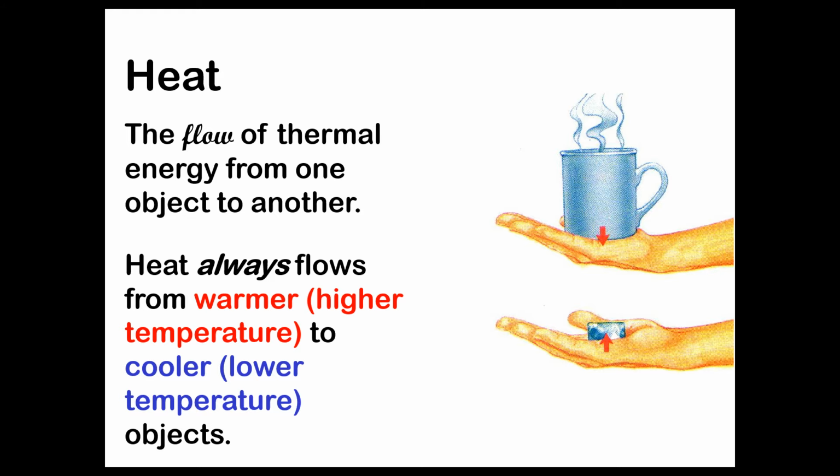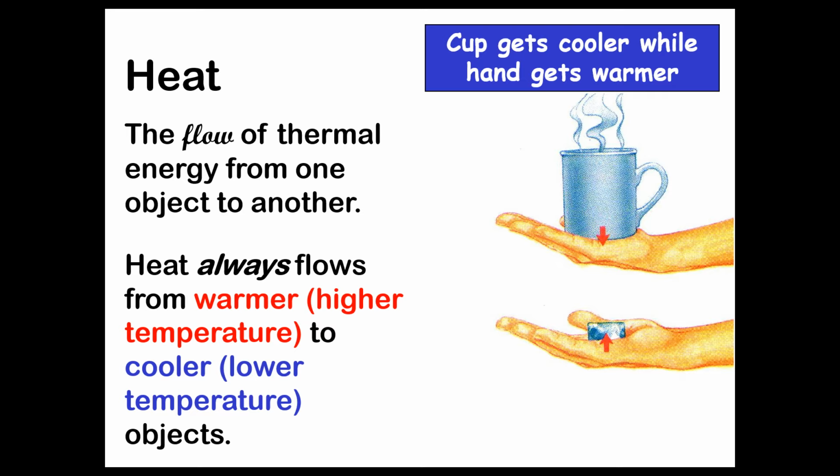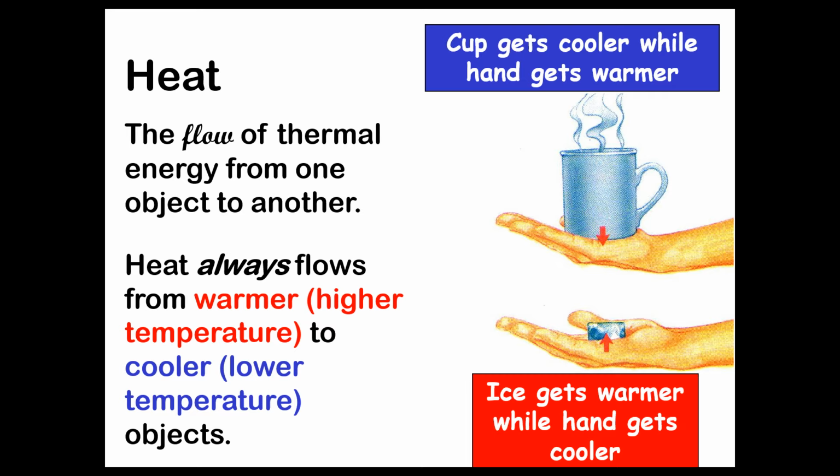So you can see in this top example, if I'm holding a cup of hot chocolate, I'm going to feel warmth on my hand because the heat is going to move from the higher temperature hot chocolate to my hand. If I hold a cold piece of ice in my hand, the heat from my hand, the higher temperature object, is going to move to the ice cube, which is the lower temperature object. Because the heat is leaving my hand, I'm going to feel that as a cold sensation. So heat always travels from the higher temperature object to the lower temperature object.